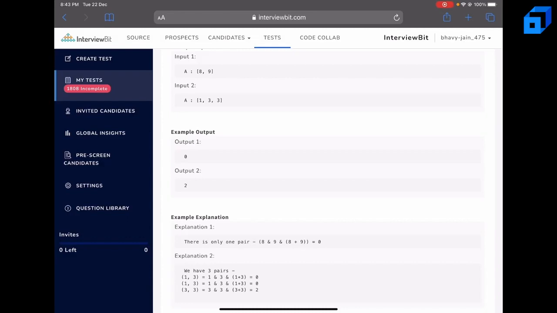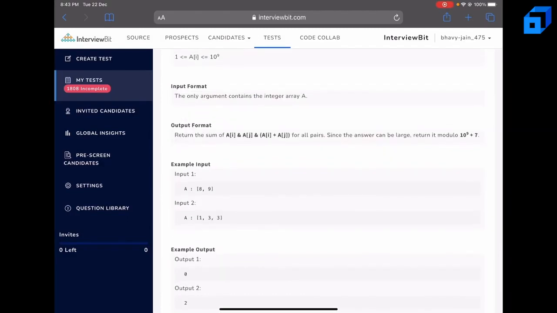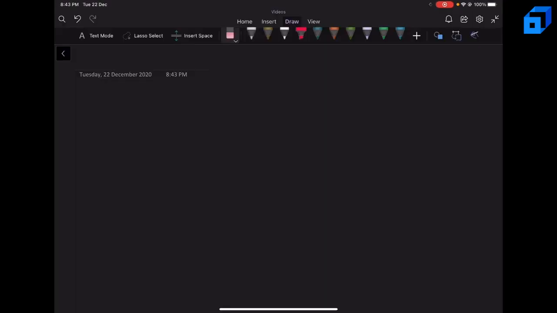So the answer, the sum of all the values, will be 2. So let's look at the solution approach. First, let's take one example. Let's say our array is 5, 2, 4, 7. So each number is 3-bit. No number will have more than 3 bits.